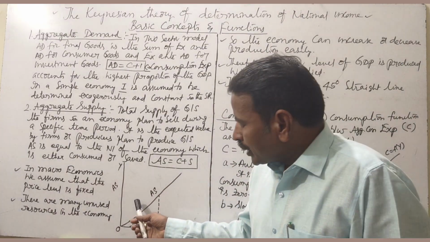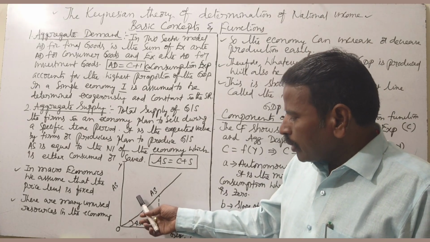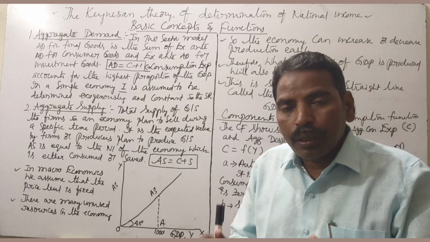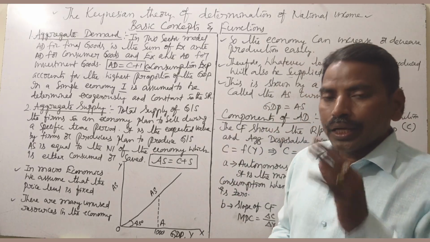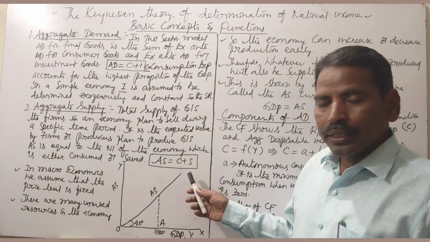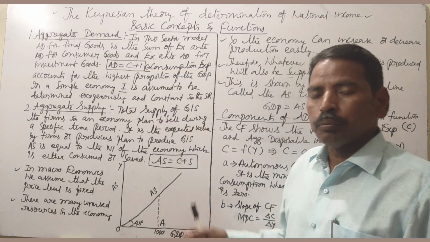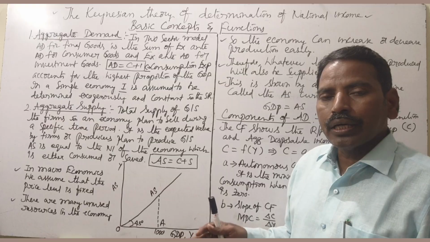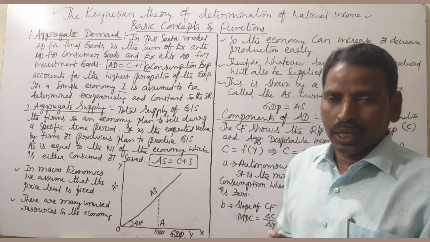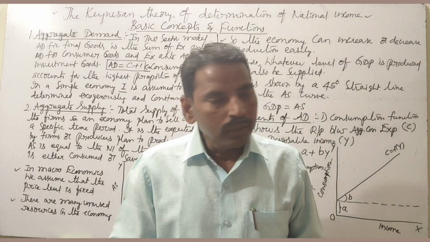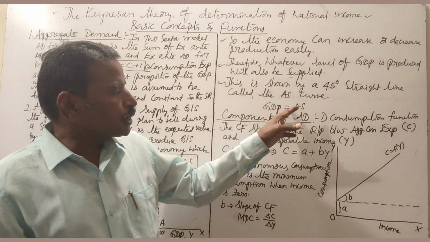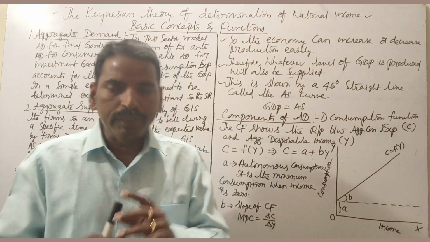So here, this is the aggregate supply curve. What is the shape of the aggregate supply curve? The aggregate supply curve slopes upwards from left to right, starting from the origin, and it is a 45-degree straight line. Therefore, gross domestic product is equal to aggregate supply.